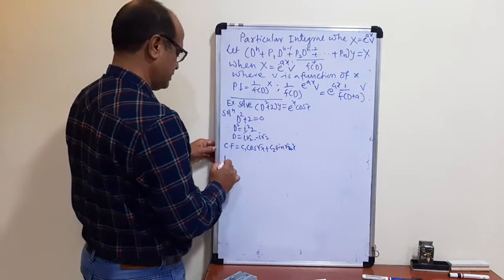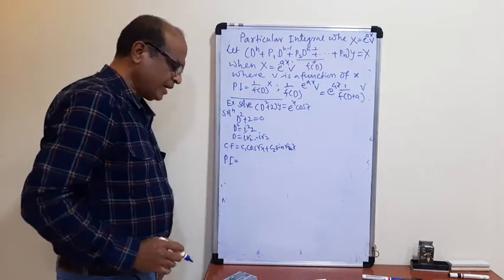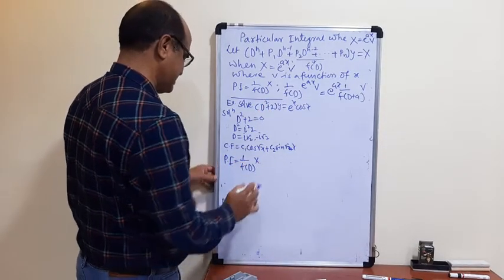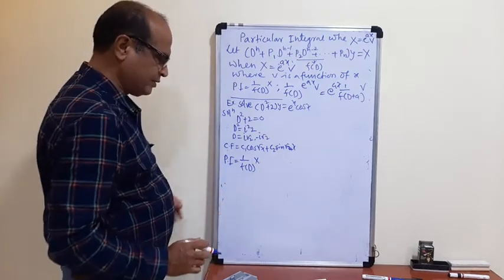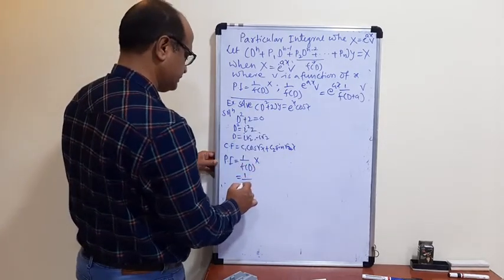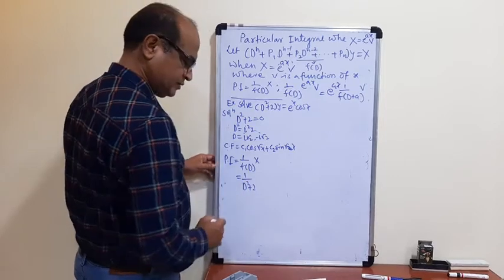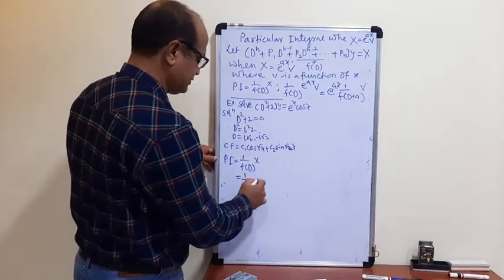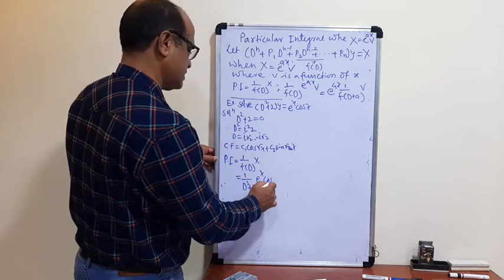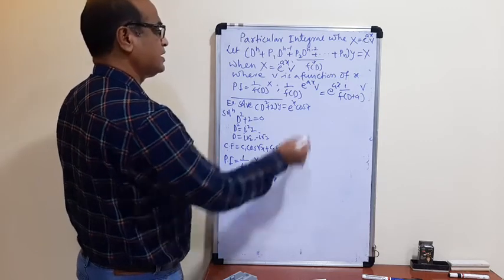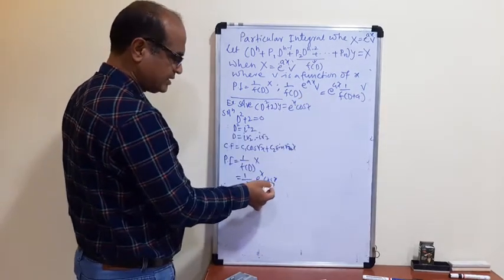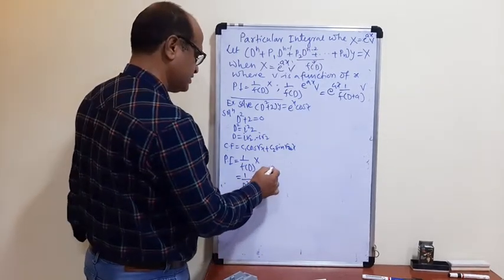That is the CF. Now the particular integral. PI = 1/f(D) X. Here 1/f(D) is 1/(D² + 2), and X is eˣ cos x. Here eˣ is this and V is cos x.